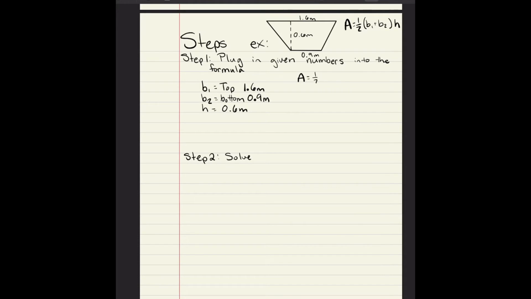Now I need to plug that in. So I have A equals 1/2 times base 1 plus base 2, times H. Plug in what I'm given. I'm not given an area, but I'm given 1/2. Base 1 is 1.6, plus base 2, which is 0.9, times H, which is 0.6.